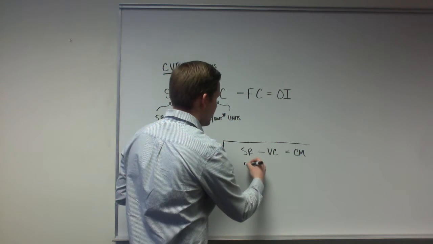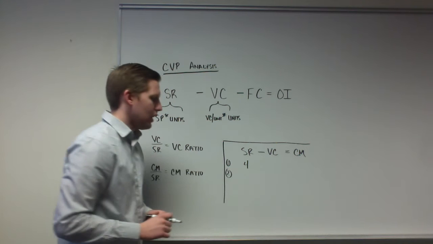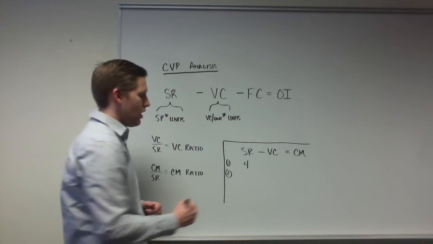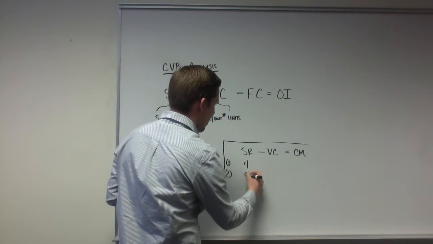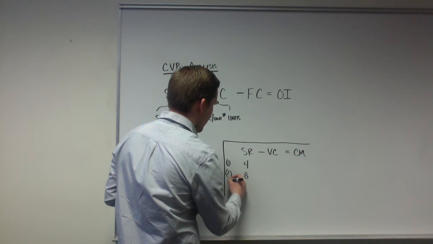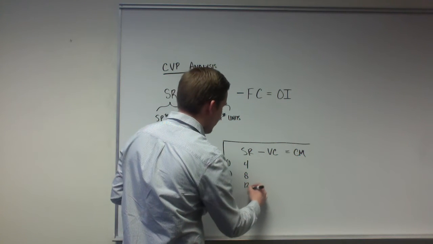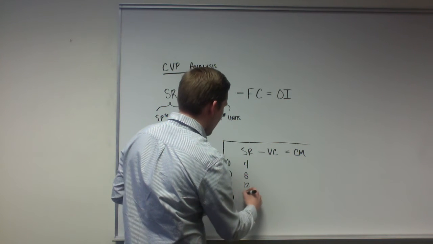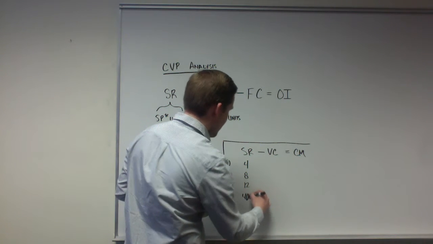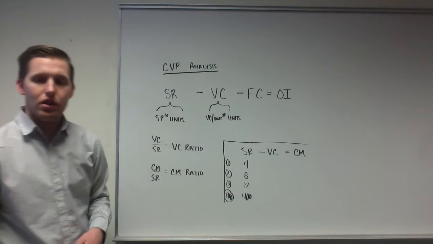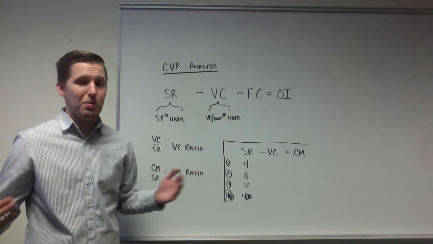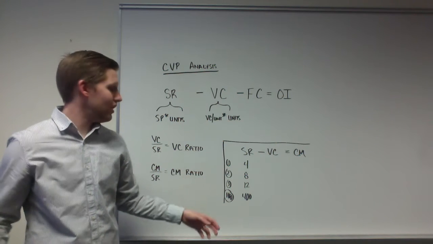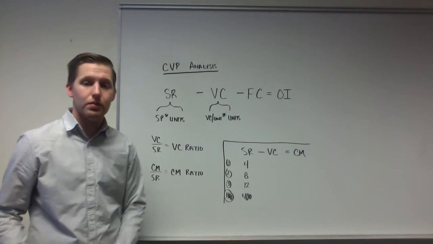Okay, so let's say I just have one product and I sell every product for $4. So if I only sell one unit, then I'm going to get $4 of sales revenue. If I sell 2 units, I'll get 8. If I sell 3 units, I'll have 12. If I sell 100 units, I'll have 400, right? This is just, I'm selling them at $4.